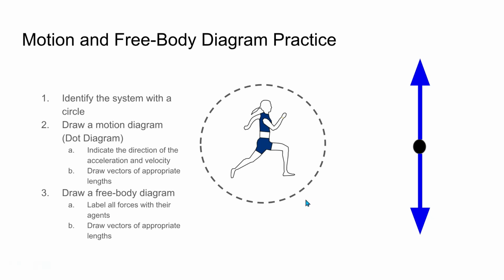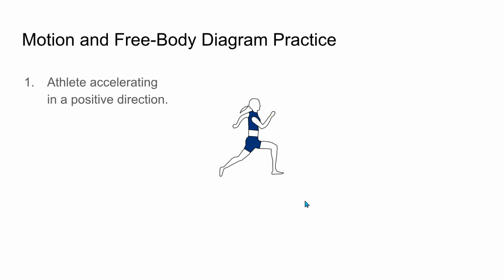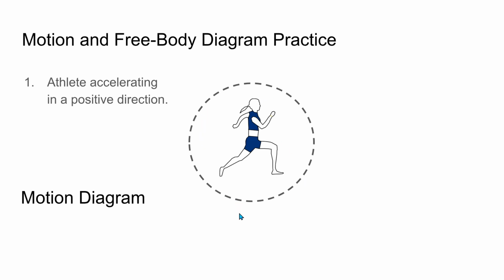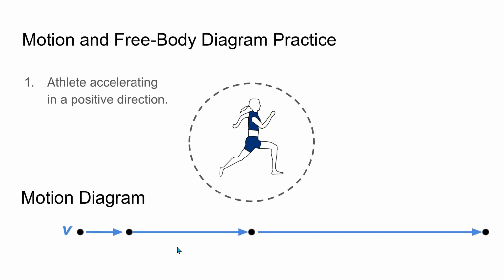So let's take a look at this example. So this athlete is accelerating in a positive direction. So we identify the object in question, and we draw a circle. Let's take a look at how the motion diagram looks. This is a motion diagram for this scenario.